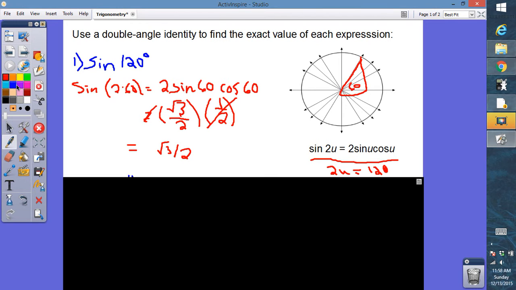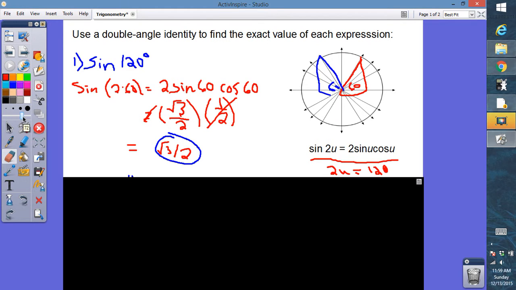When we started, I said there was a quicker way to know that. 120 degrees on your unit circle is right here. So it also forms a reference angle of 60 degrees. And remembering cosine, sine on this, it would be a negative 1/2 and a positive square root of 3 over 2. So just by using our unit circle, we knew that the sine of 120 degrees is square root of 3 over 2.